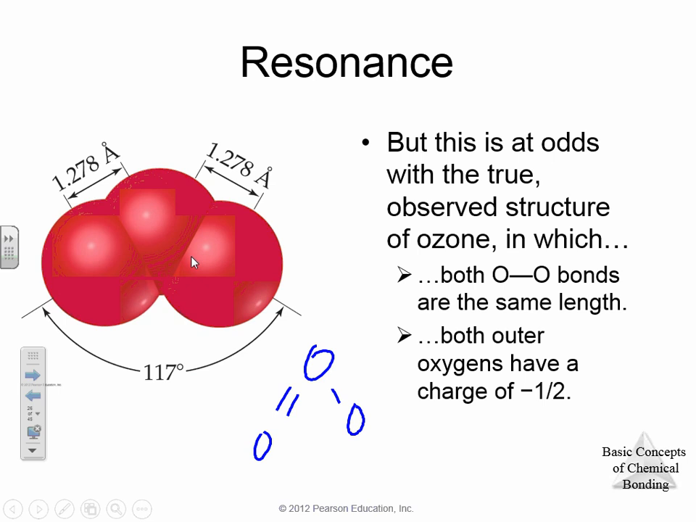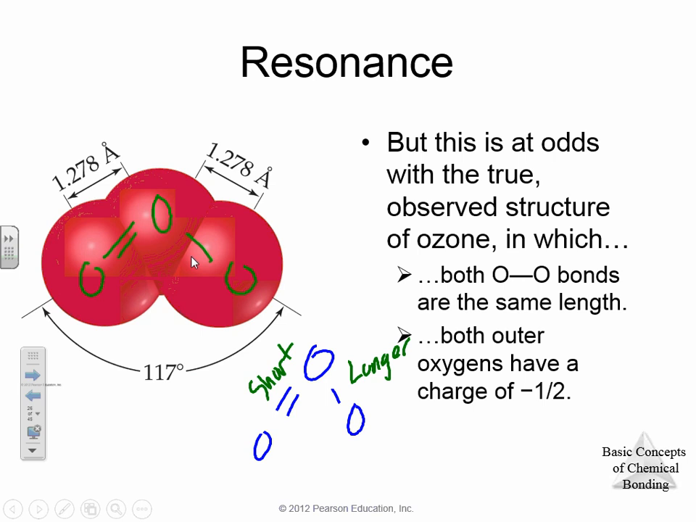The bond distance between both bonds is the same. Well, how can that be possible if we have a double bond and a single bond? Hypothetically, this bond should be shorter and this bond should be longer because double bonds are shorter than single bonds. But when we look at O3 in real life, we see that the bond length between the O's are equal. Well, how is that equal? It's equal because we have resonance.